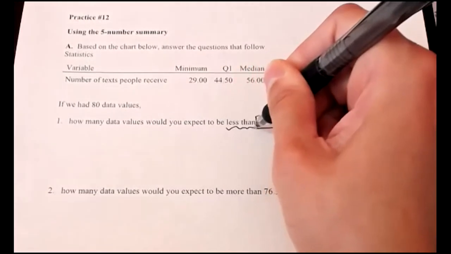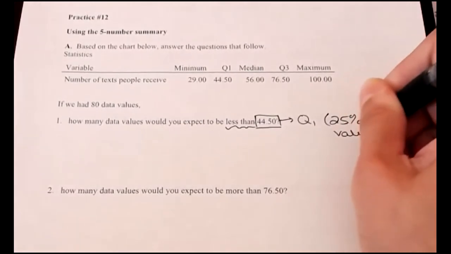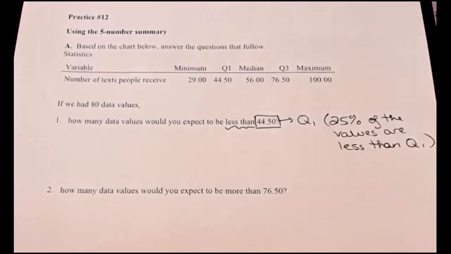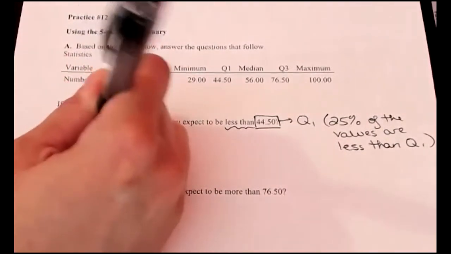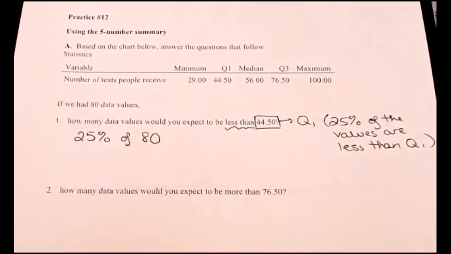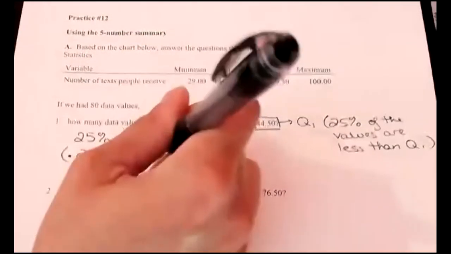So because it says less than 44 and a half, we know that 25% of the values are less than Q1, Q1 being the first quarter. So if you had 80 data values, we need to figure out what is 25% of 80. That's exactly what we're trying to figure out. It's not that we're counting the number of values that are less than 44 and a half texts. We are saying out of all of the data values, if there were 80, how many would you expect to be less than 44 and a half? So 25% of 80. 0.25 of stands for times. We'll multiply by 80, and that gives us 20.